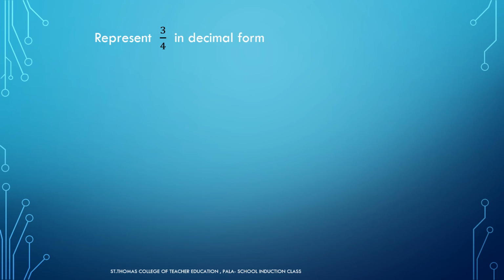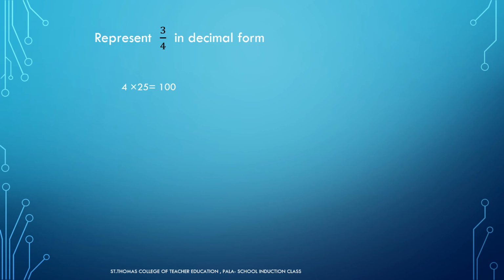Now tell me, how will you convert 4 into 10? Is it possible? No. What is the next option? Yes, converting 4 into 100. So, by multiplying 4 into 25, we get 100. If you have any doubt in this step, you can divide 100 by 4 and then you will get the quotient as 25 and remainder 0.